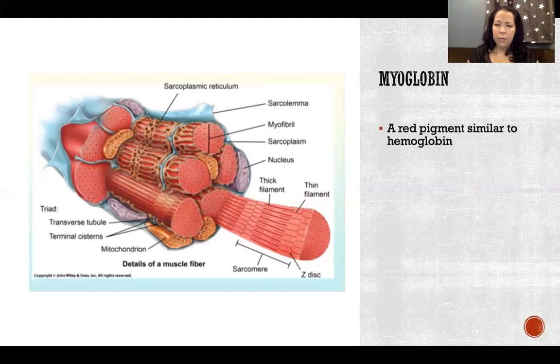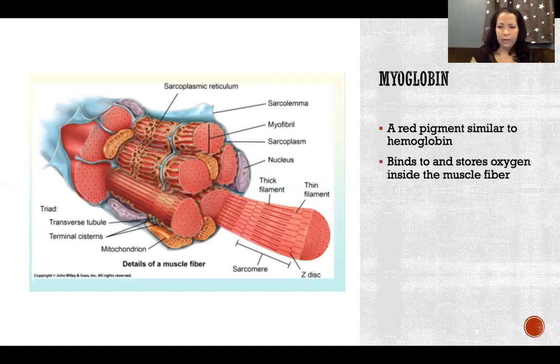Okay, and then myoglobin is very closely related to hemoglobin. So also a red pigment, just like hemoglobin. Hemoglobin is larger and can bind to more oxygen and carbon dioxide molecules. Myoglobin is smaller. And myoglobin has its name, myo, for muscle, because it lives just locally inside of a muscle cell. So it's sort of like hemoglobin, but that only lives inside the muscle. And its job is really just to bind to oxygen and store it inside the muscle fiber.